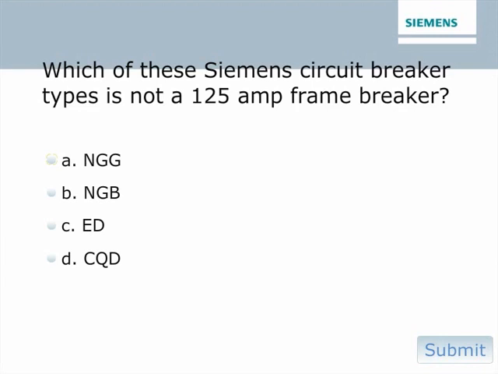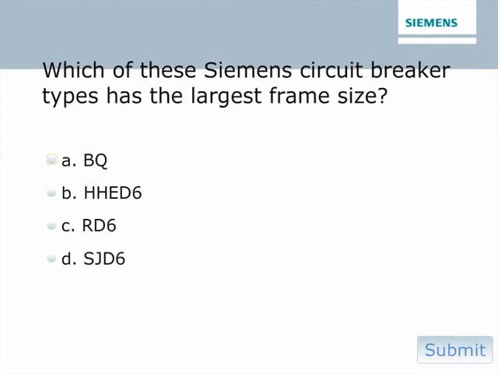Question 2. Which of these Siemens circuit breaker types is not a 125 amp frame breaker? Is it A, NGG, B, NGB, C, ED, or D, CQD? Question 3. Which of these Siemens circuit breaker types has the largest frame size? Is it A, BQ, B, HHED6, C, RD6, or D, SJD6?